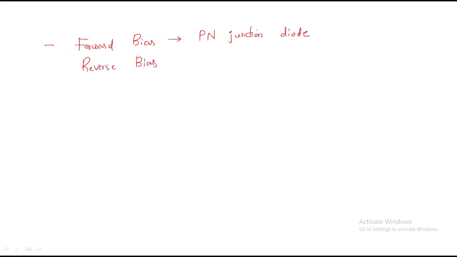But in reverse bias condition, whenever the input voltage is greater than the GNR voltage, the diode voltage will always show the GNR voltage, but we will get a high amount of current.